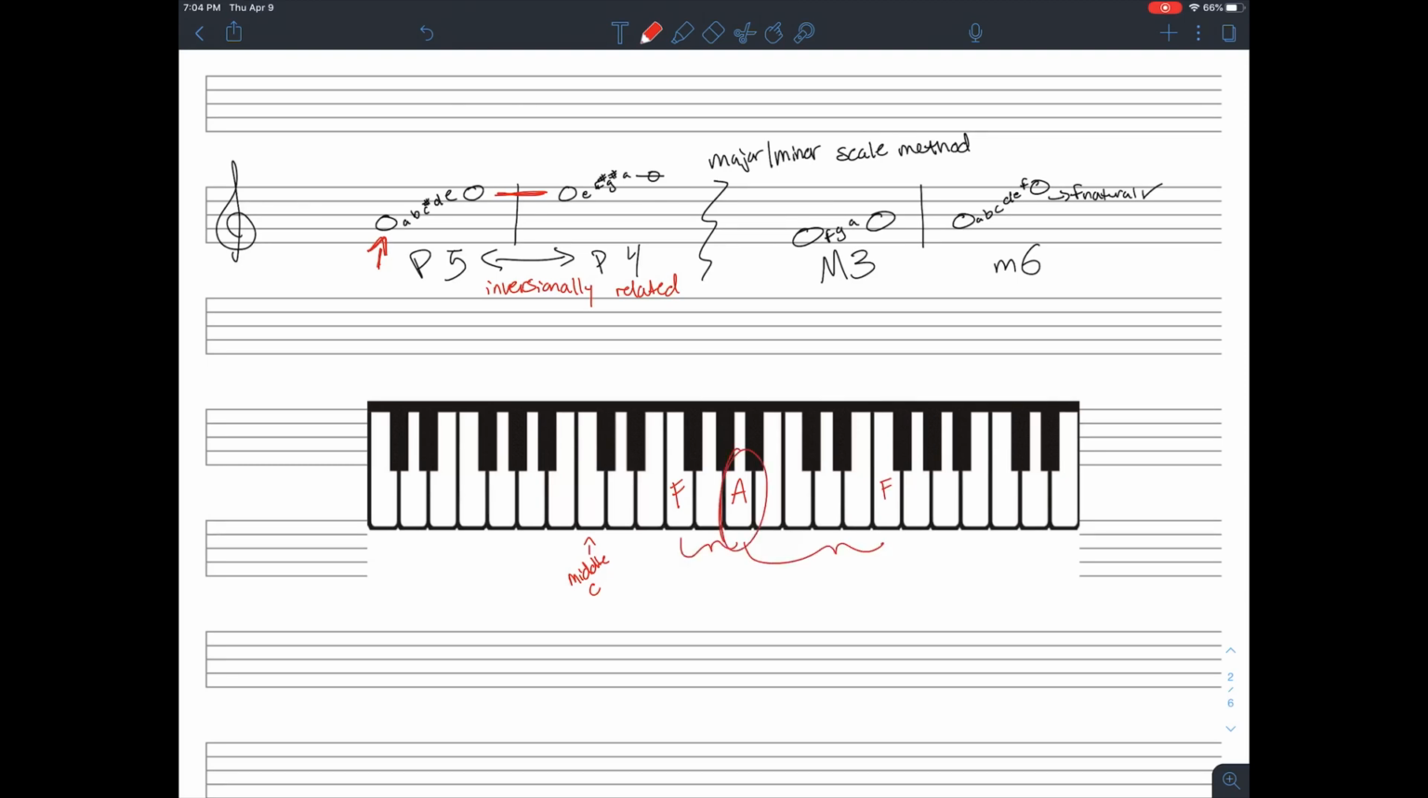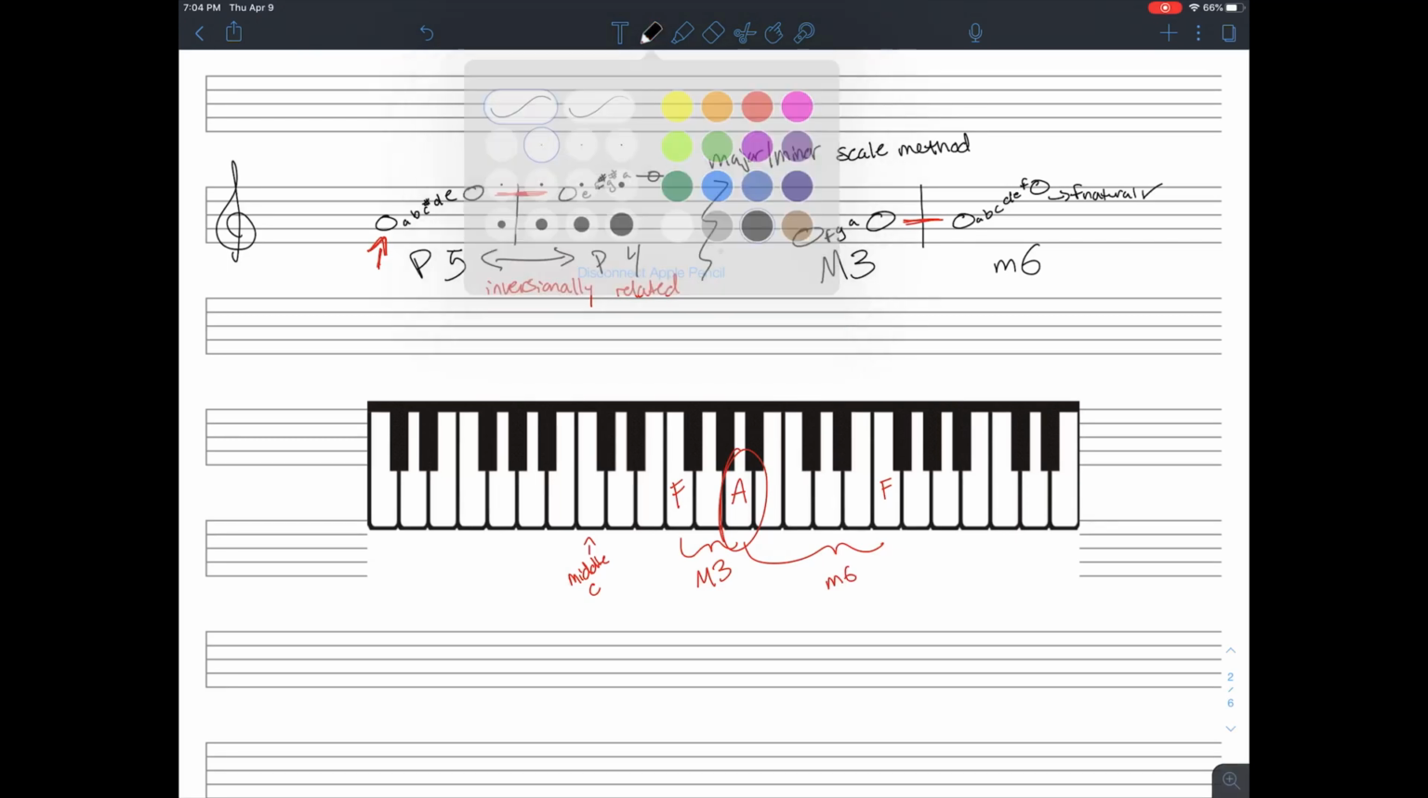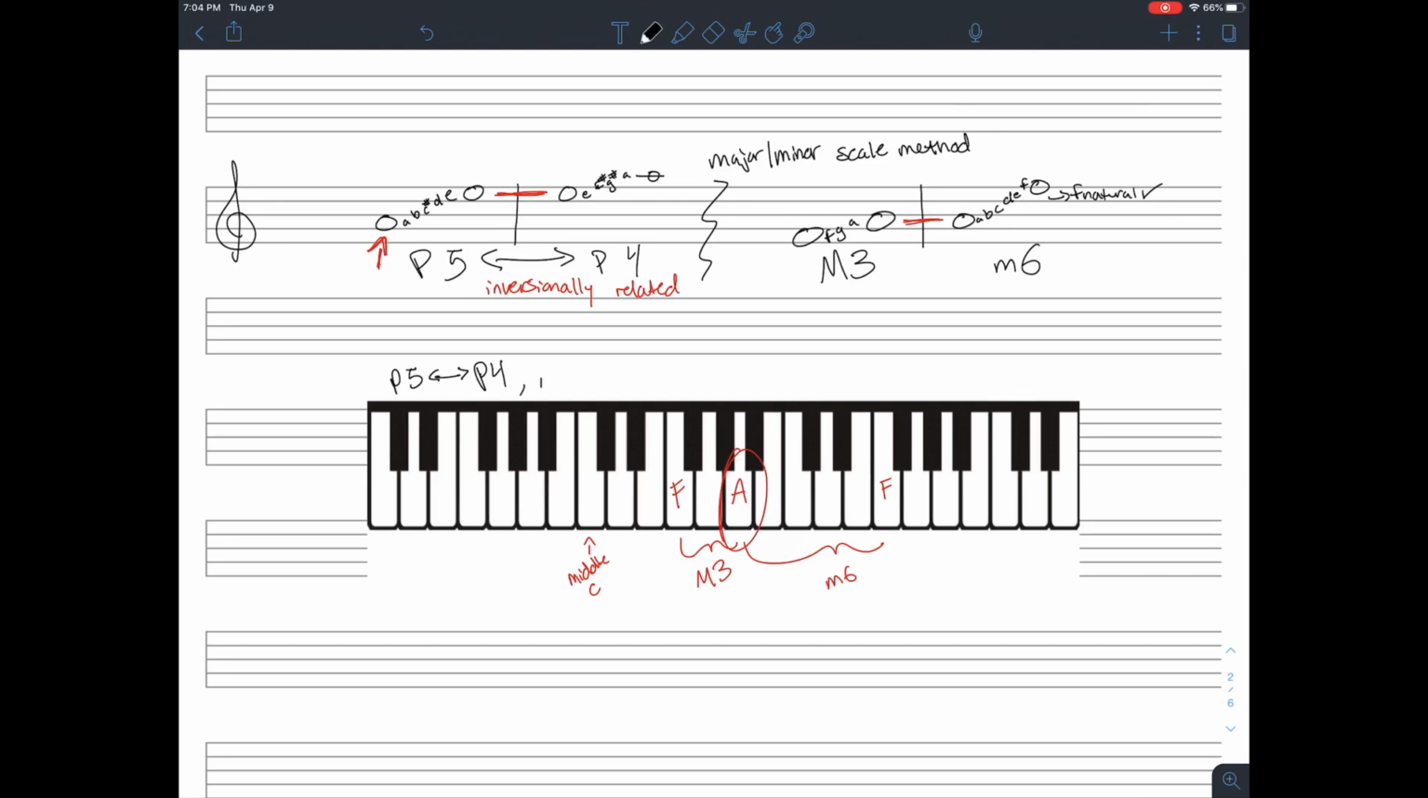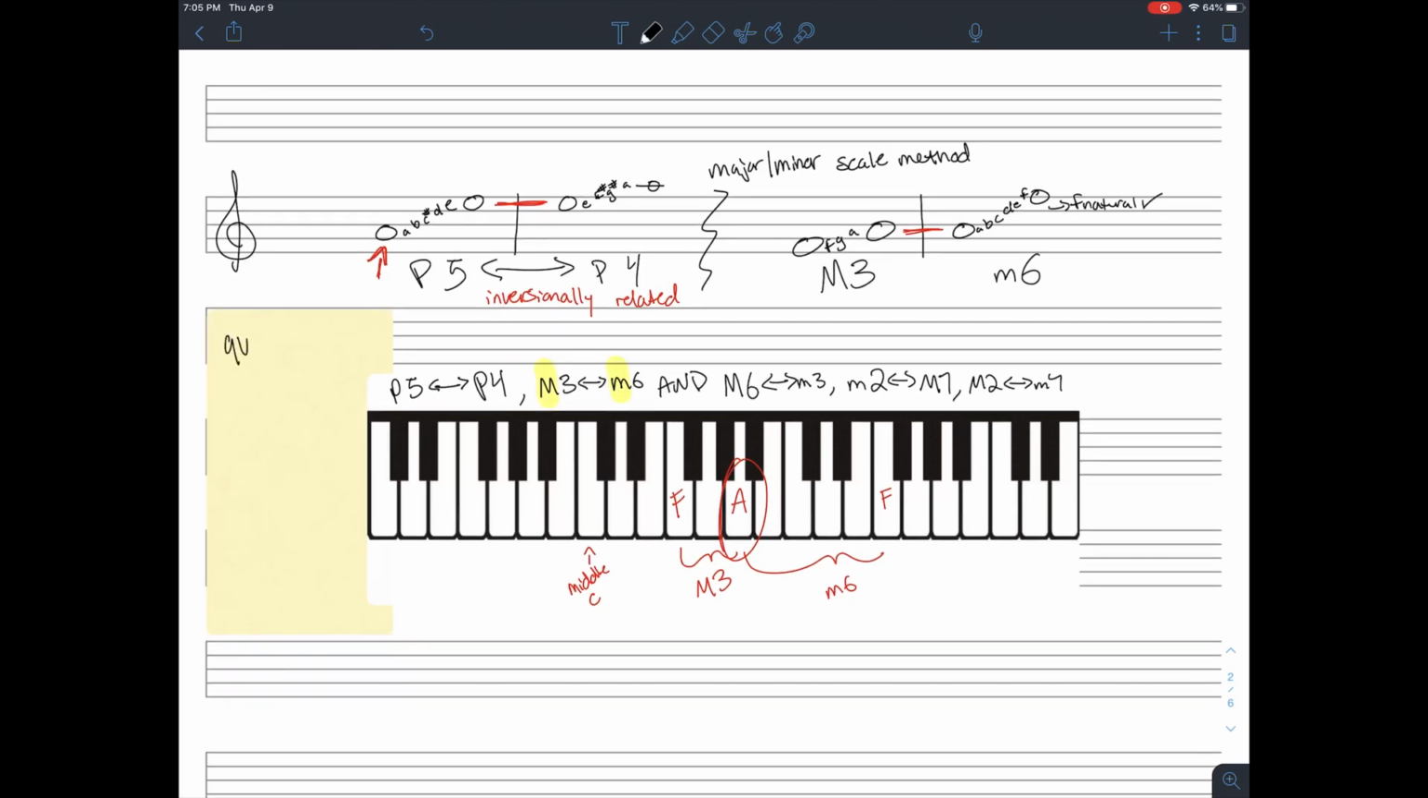So if we take F to A and then A to F, we can see something similar. They're also inversionally related. So we have perfect fourths, perfect fifths, major thirds, and minor sixths. And we also have major sixth to minor third, minor 2 to major 7, major 2 to minor 7.